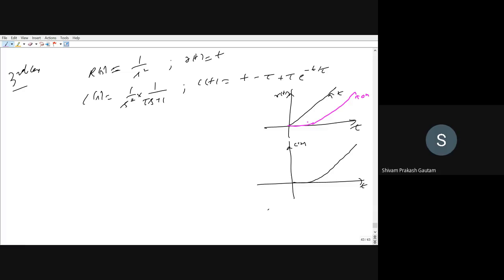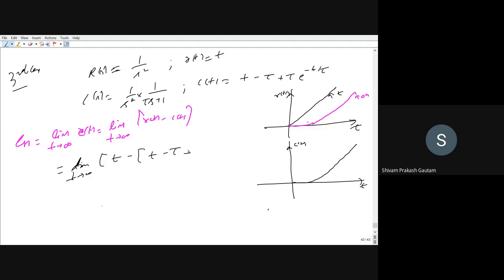Okay, so now we will calculate the steady state error, that is, the limit as t tends to infinity of e(t). It will be equal to the limit as t tends to infinity of r(t) minus c(t). Here r(t) is t, and c(t) is t minus tau plus tau e to the power of minus t by tau. Substituting this, the t will cancel out, leaving the limit as t tends to infinity of tau minus tau e to the power of minus t by tau.